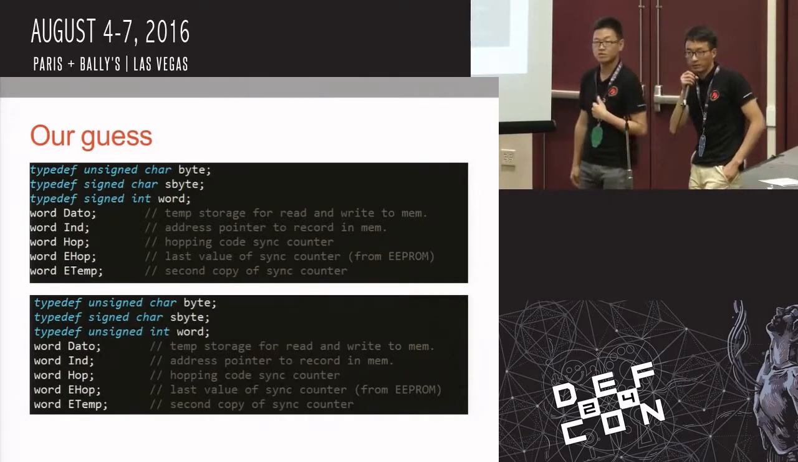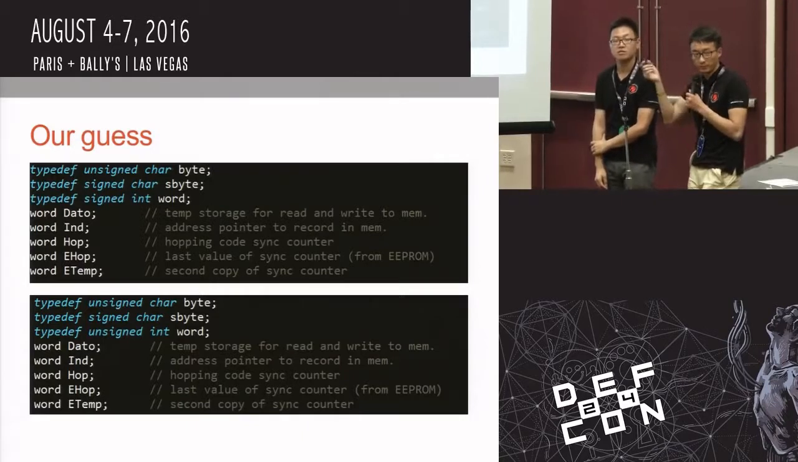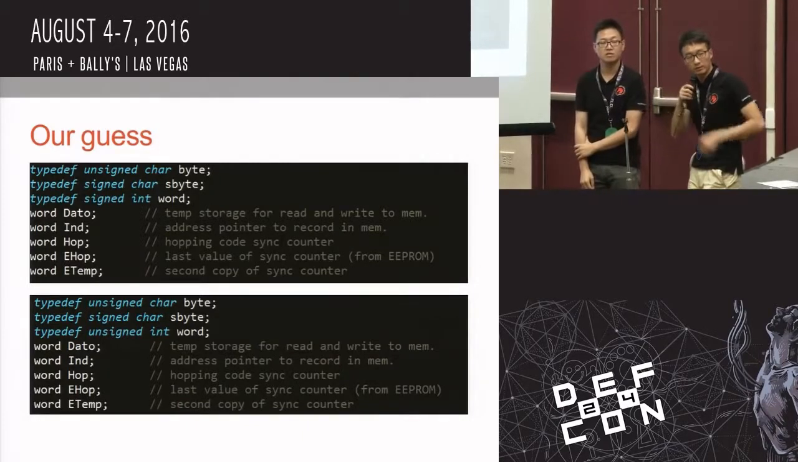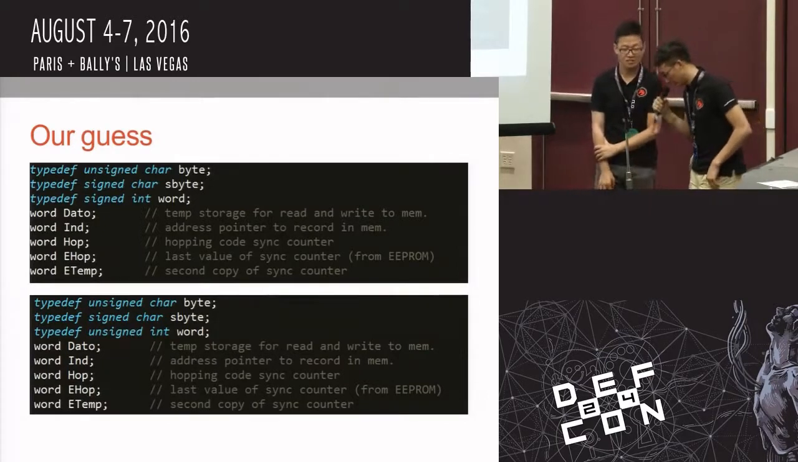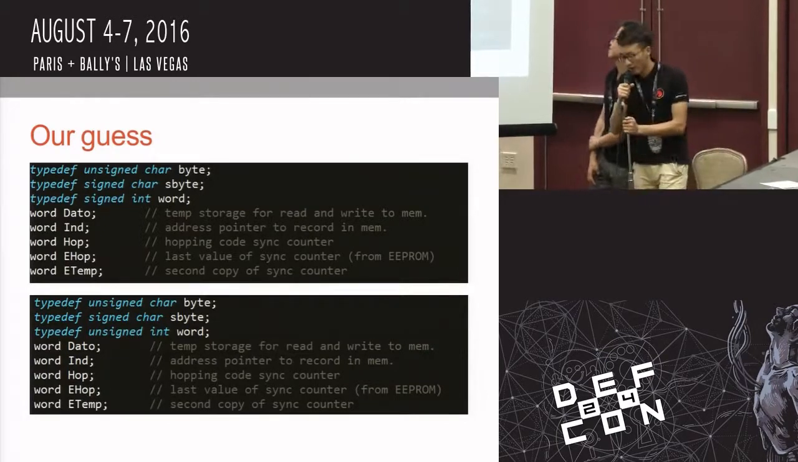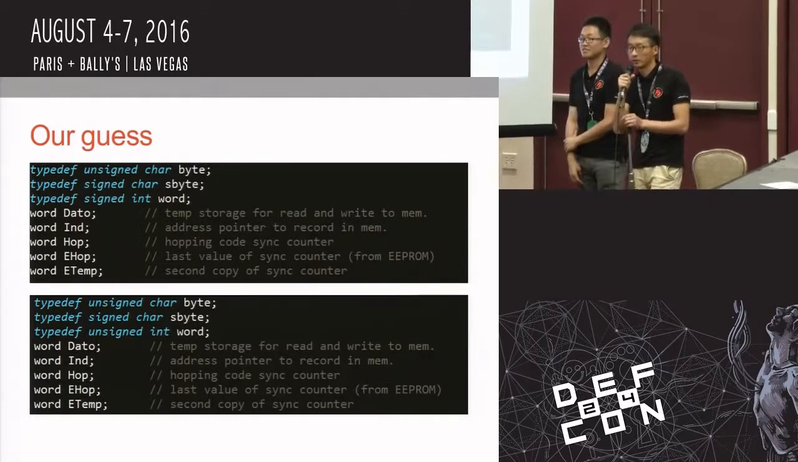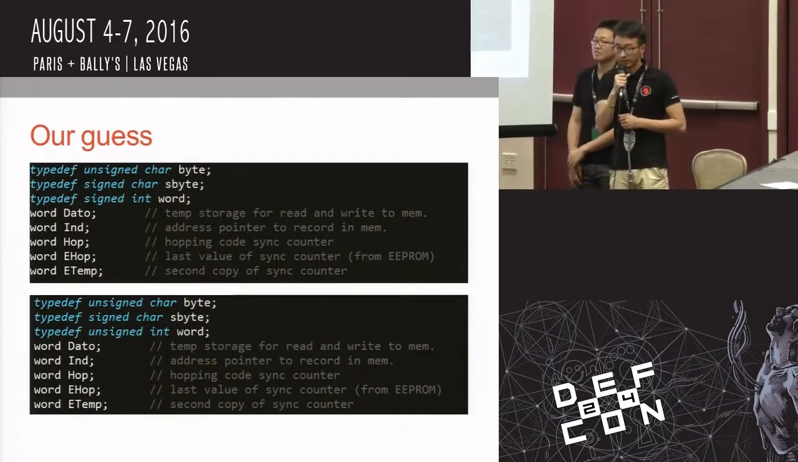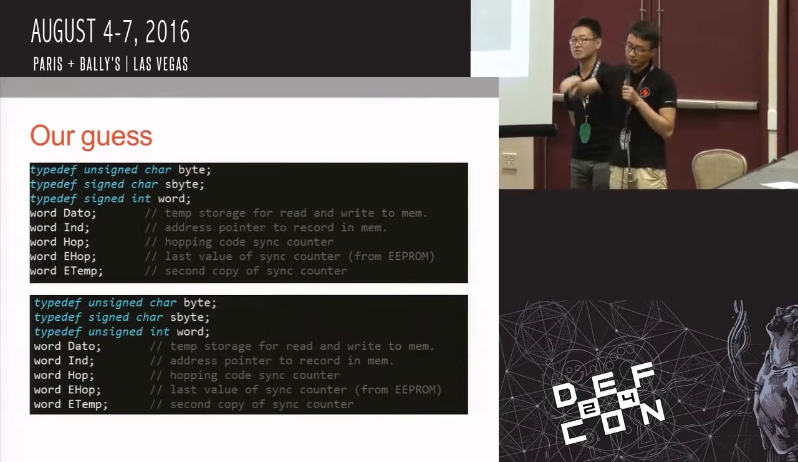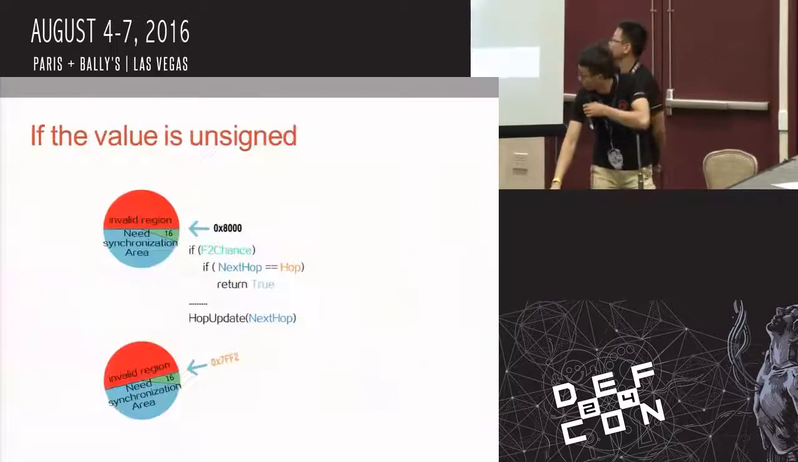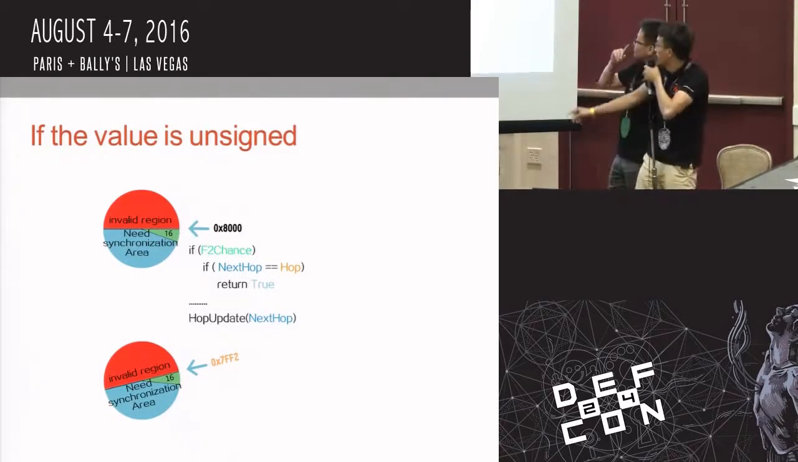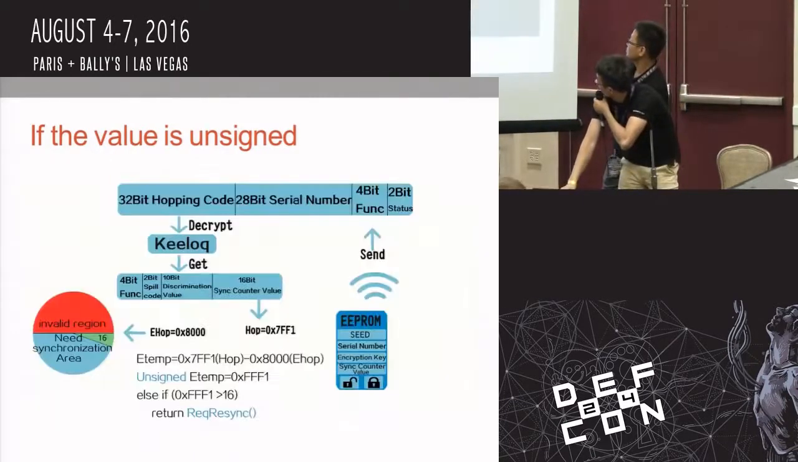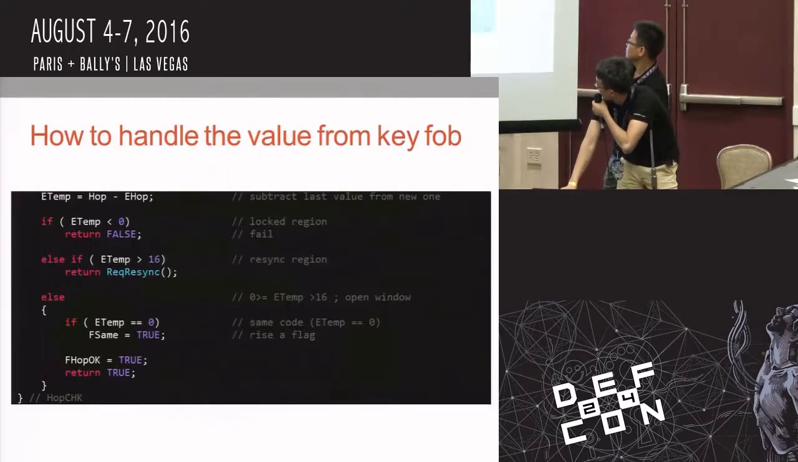Does anybody have questions regarding the previous contents? Actually, I have already explained the normal procedure where the car authenticates the key fob. The problem is here. Okay, so not here. The problem is the minus operation in the code.